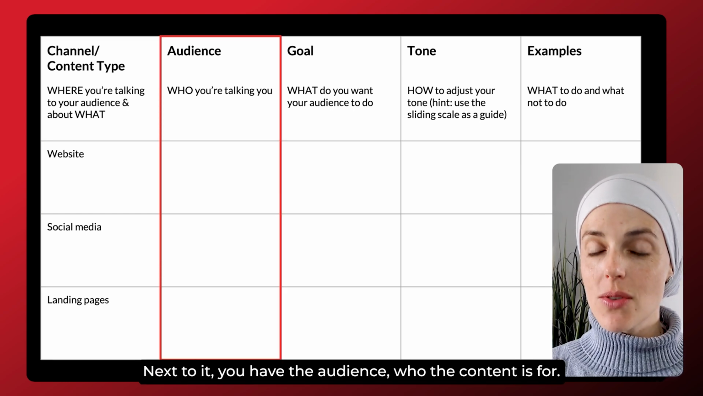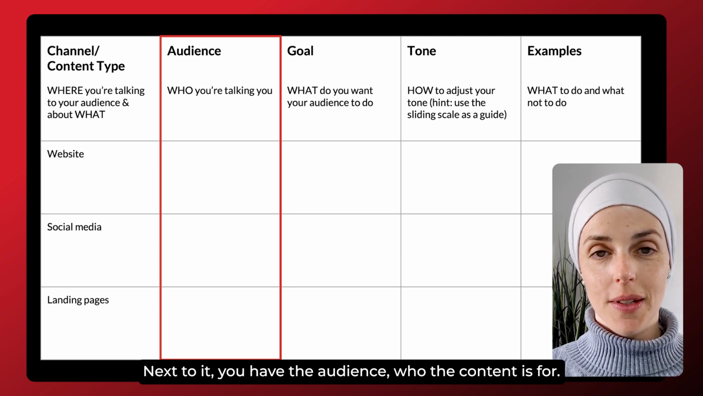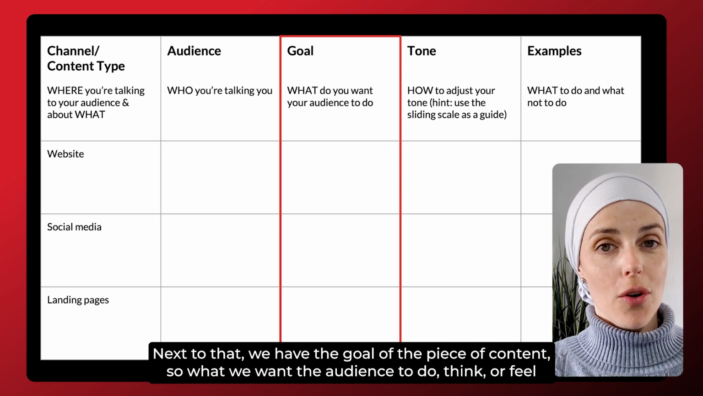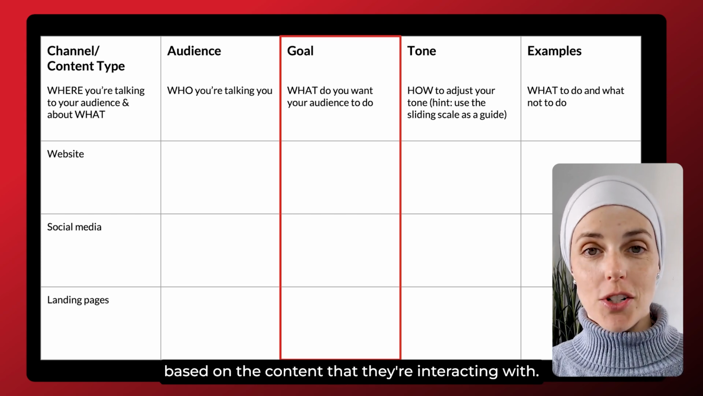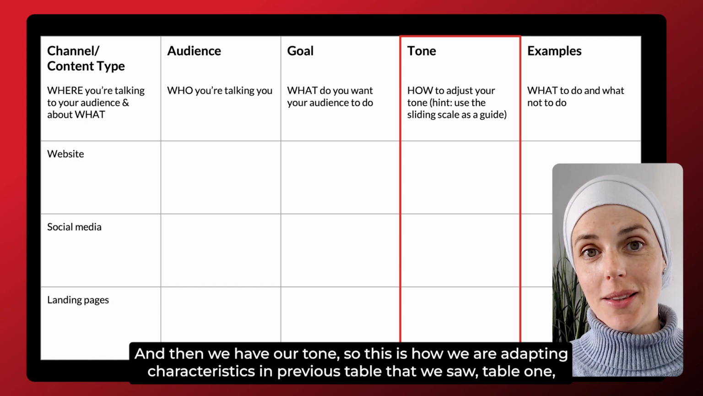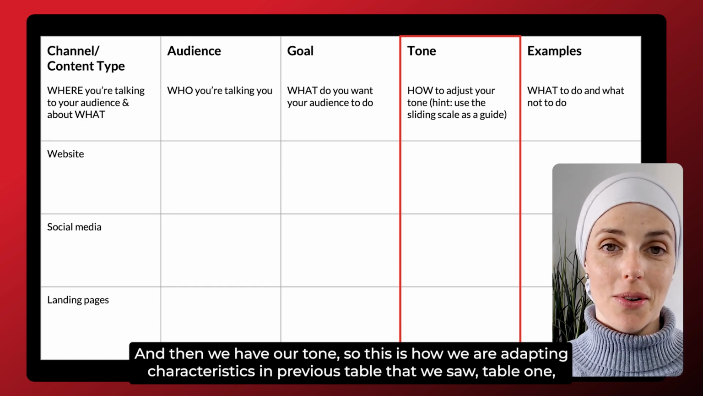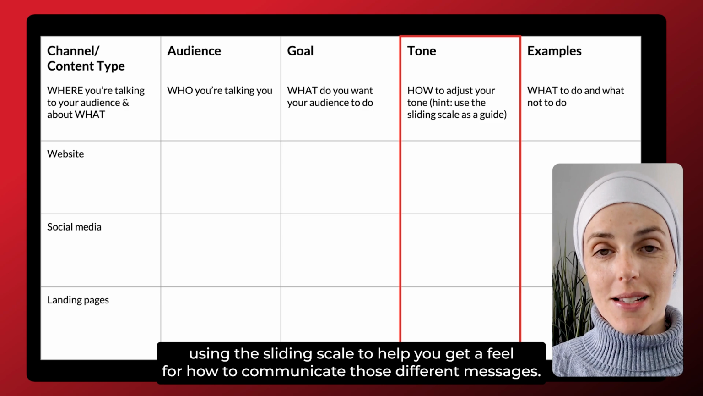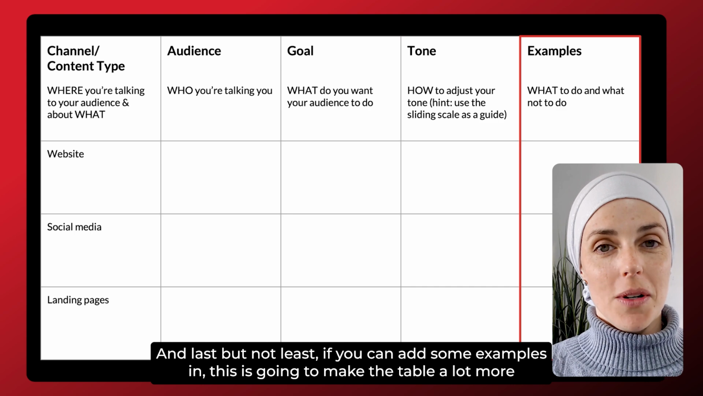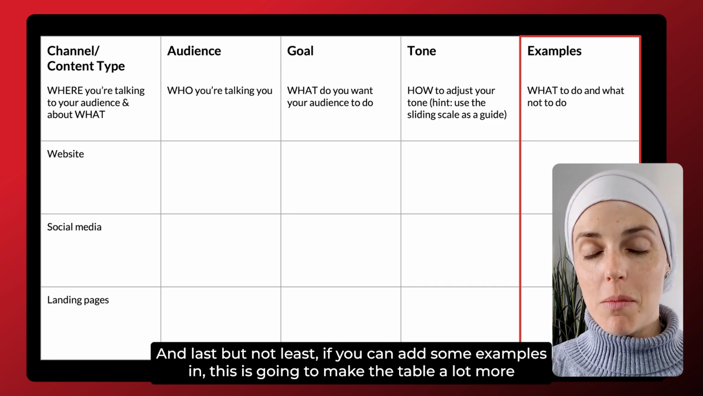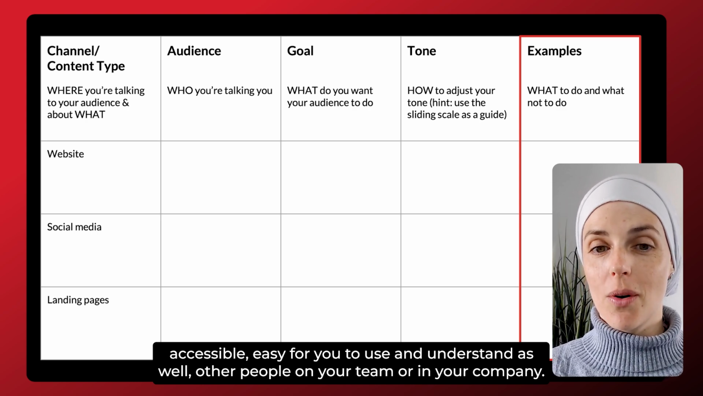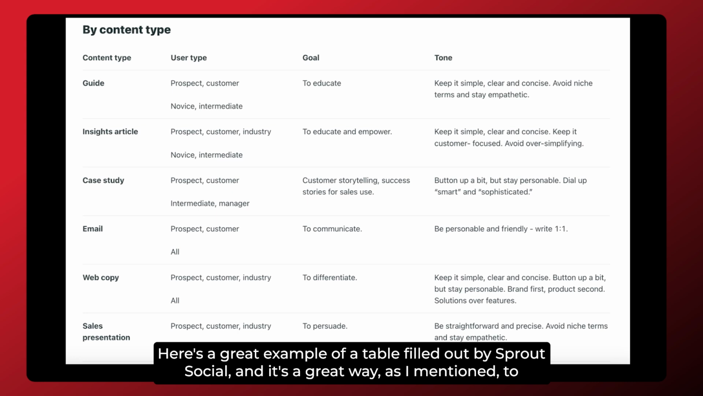Next to it, you have the audience, who the content is for. Next to that, we have the goal of the piece of content. So what we want the audience to do, think, or feel based on the content that they're interacting with. And then we have our tone. So this is how you're adapting the characteristics in the previous table that we saw, table 1, using the sliding scale to help you get a feel for how to communicate those different messages. And last but not least, if you can add some examples in, this is going to make the table a lot more accessible, easy for you to use and understand, as well as other people on your team or in your company. Here's a great example of a table filled out by Sprout Social.